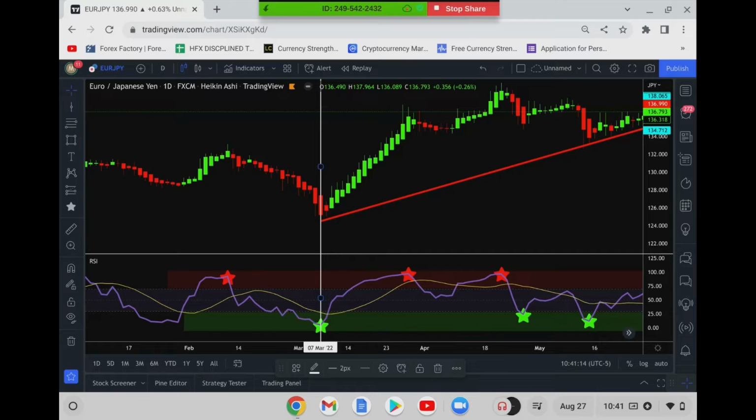I trade Heikin-Ashi candlesticks for a reason. They show me the momentum of the market. They let me know when momentum is shifting and changing within the market. So whenever I see a flat bottom candle, I know that this market is going to rise. Whenever I see a flat top candle, I know that this market is going to fall.